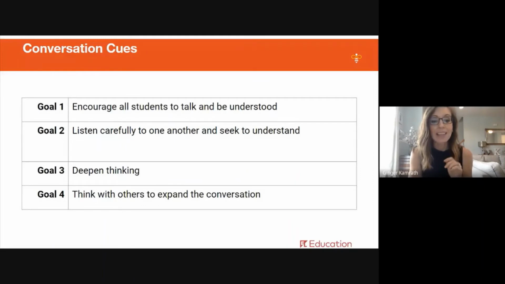And then lastly, I'll touch on conversation cues. This is another strategy aimed at providing support. They are questions that teachers can ask students to promote productive and equitable conversation, and it's all based upon these 4 goals you see listed here.